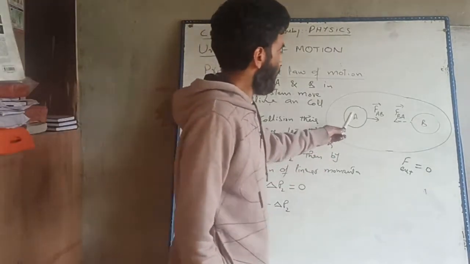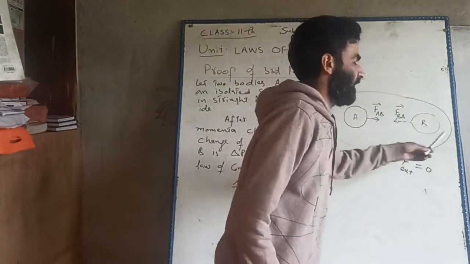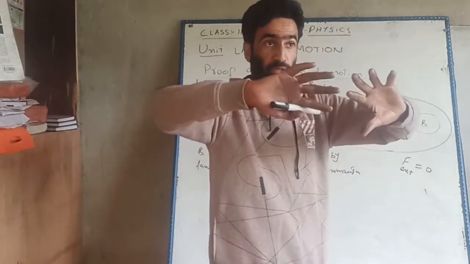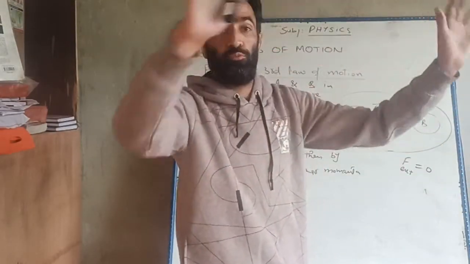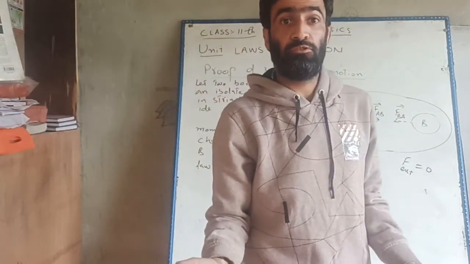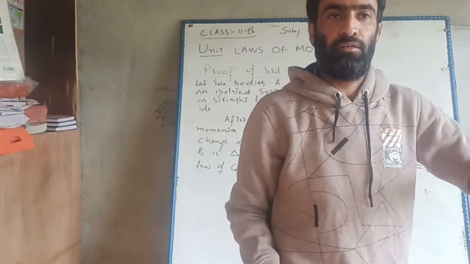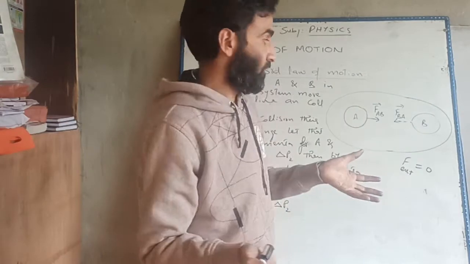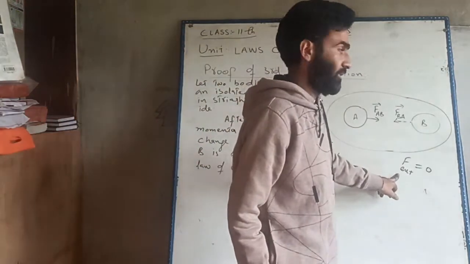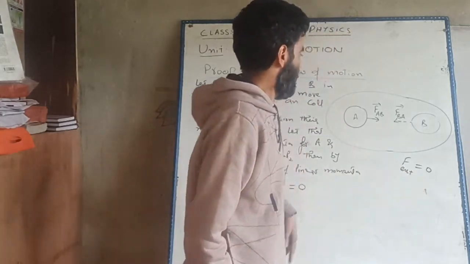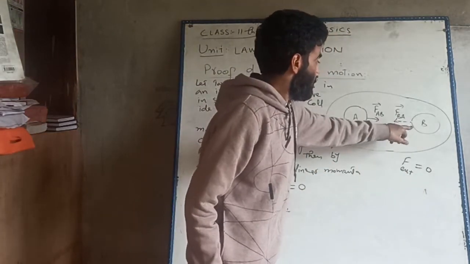See, let me have two bodies A and B in an isolated system. Isolated system means a system in which external force is zero. Suppose that this room is an isolated system. It is isolated only when there is no external force. When there is no external force, then the system is called an isolated system. For an isolated system, external force is zero. So let these two bodies move in a straight line.